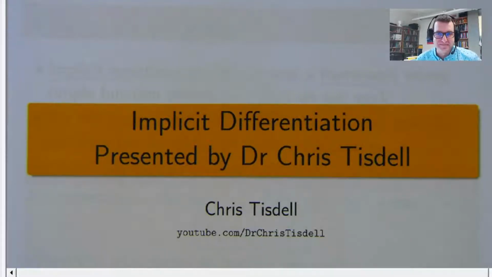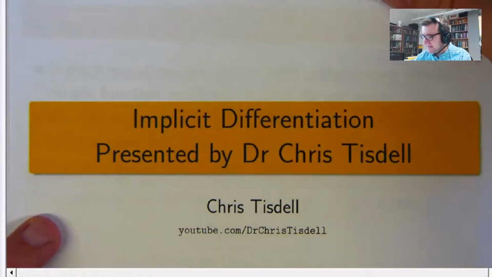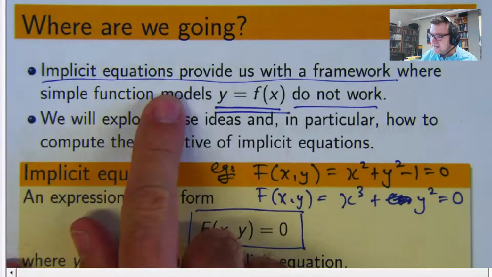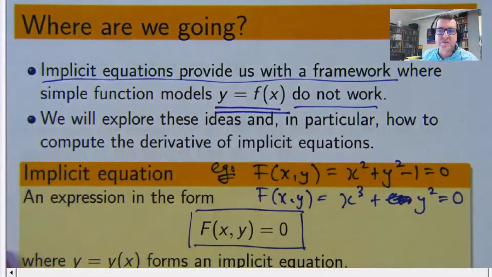Thanks for tuning in. In this presentation, I'm going to continue my series of videos on a beginner's guide to calculus. In the previous video, we looked at implicit differentiation, and I'm going to continue that with another example in this video. Just to remind everybody, implicit equations are handy when this basic y equals f of x model doesn't really work, or it's not wide enough to cover what we're exploring.